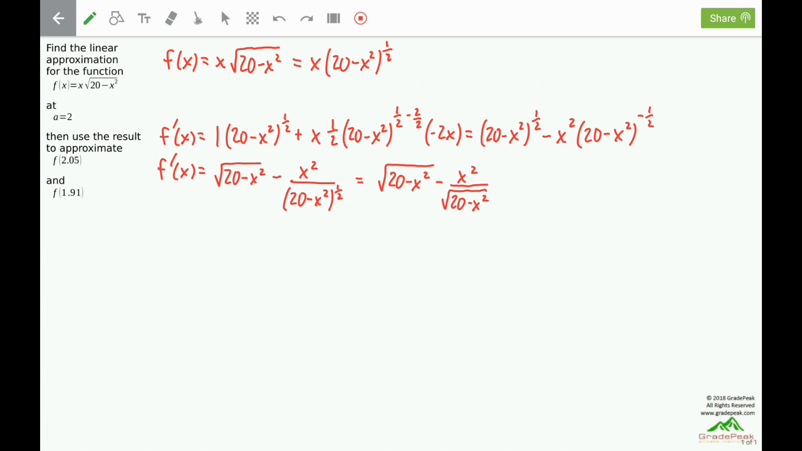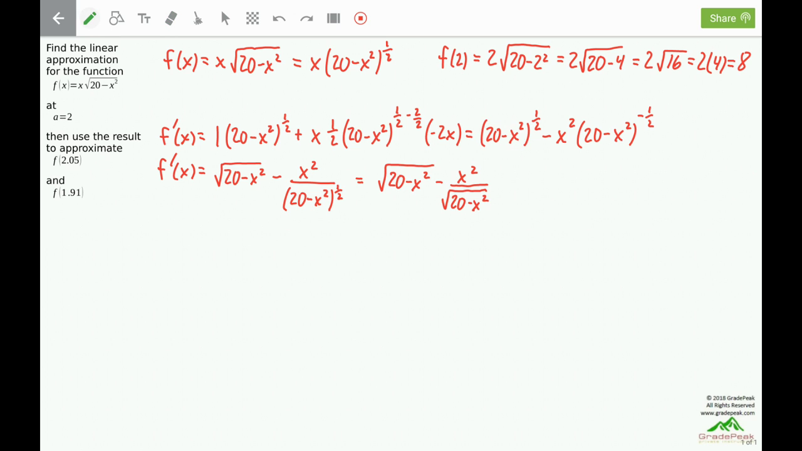The next thing to do is evaluate the function f of x at the a value, which is 2. So f of 2 is going to be 2 times the square root of 20 minus 2 squared, which is 4. The minus is not part of the square. And that'll give 2 times the square root of 20 minus 4, which is 16. The square root of 16 is a 4, giving 2 times 4, which is an 8.